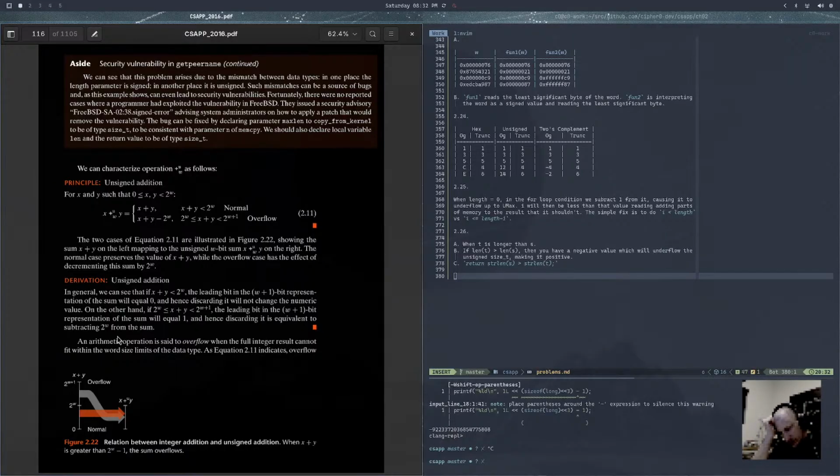In general, we see that if x plus y is less than 2 to the w, the leading bit in the w plus 1 bit representation of the sum is equal to 0. What about underflow? They don't discuss underflow, which does the same thing.